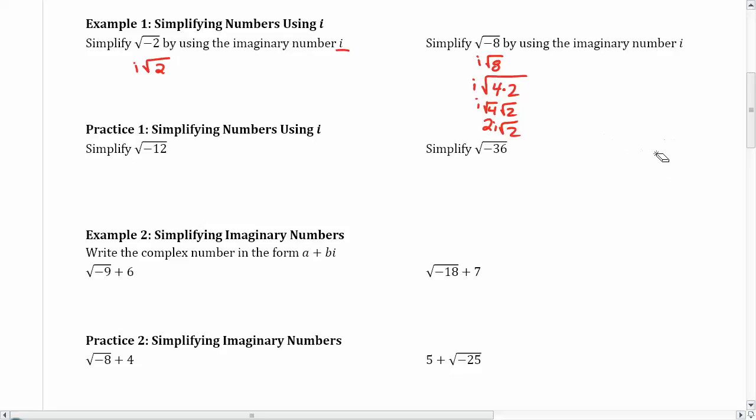The other way we can figure out this answer, I'll just copy down that i square root of 8 again, is by using a prime factorization tree. So 8 is the same thing as saying 2 times 4. 4 is the same thing as saying 2 times 2. So any number that shows up twice is a perfect square.